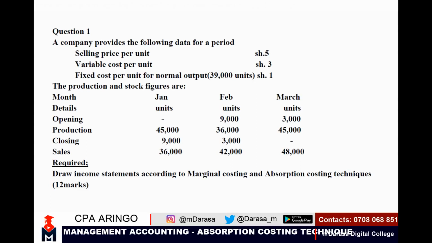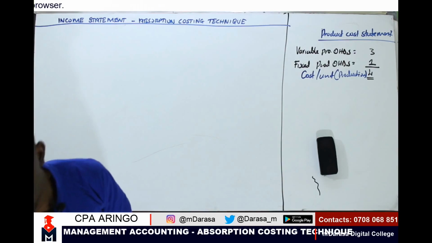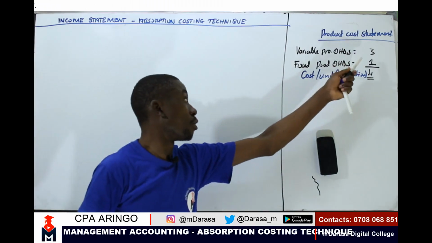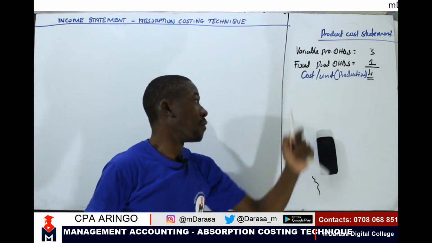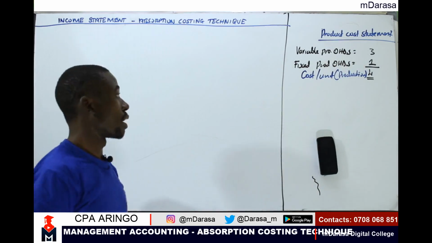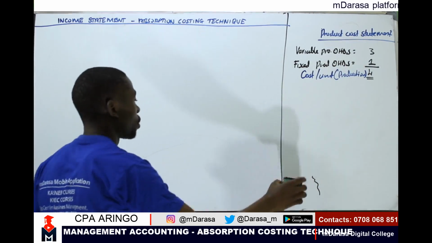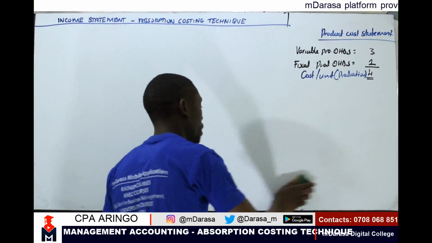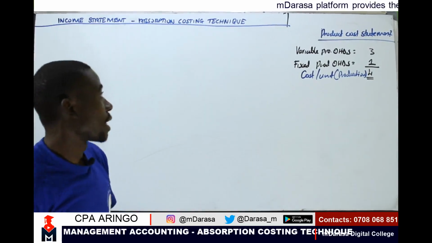This is the production cost per unit. Therefore, I should be having a figure of 4 shillings. Taking our variable production overhead 3, we add fixed production overhead as 1. So the moment you have that, comfortably I can now prepare what? Our statement.